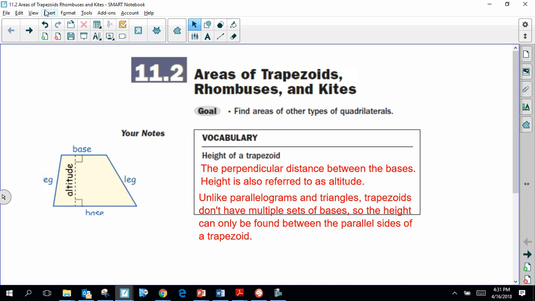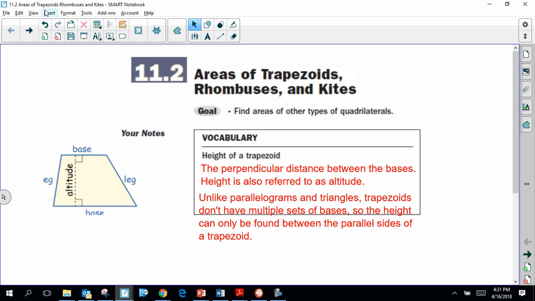But the difference between the height of a trapezoid and other objects is that with triangles and parallelograms, there's a variety of ways that we could have the base and the height. For parallelograms, remember bases can be any pair of opposite sides, any pair of parallel sides. And with triangles, any side can be the base as long as you draw the height accordingly.